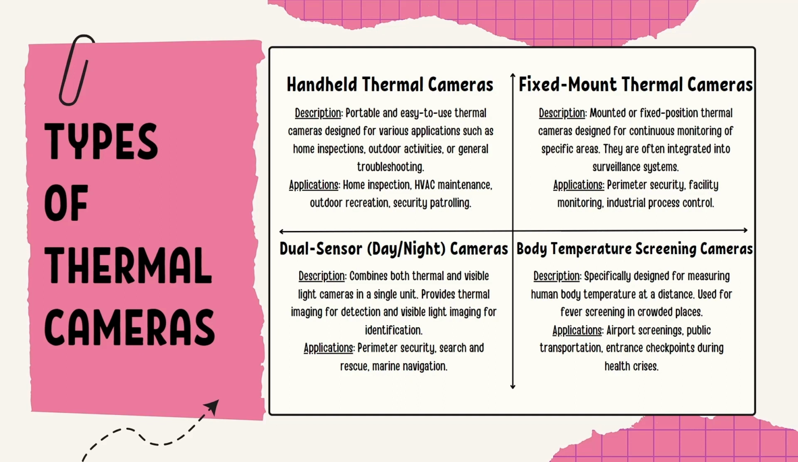So as you might have guessed already, these types of cameras are greatly used in perimeter security, search and rescue, and marine navigation operations. So last but not the least, we come to the body temperature screening cameras. As the name would suggest, these cameras are specifically designed for measuring human body temperatures at a distance. These are also used for fever screening in crowded places.